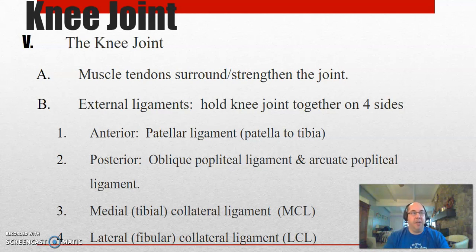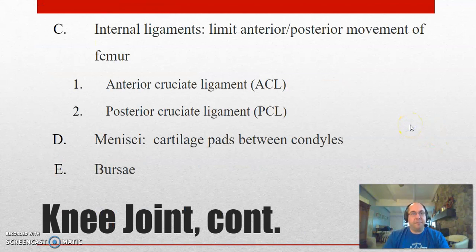So the most common way that you could break the MCL, there's actually two. One is like a twisting motion. Any type of twisting is really bad on the knee. And two would be that if anything tried to buckle your knee inward, that would cause the MCL to go. And the LCL would be the opposite for lateral movement.